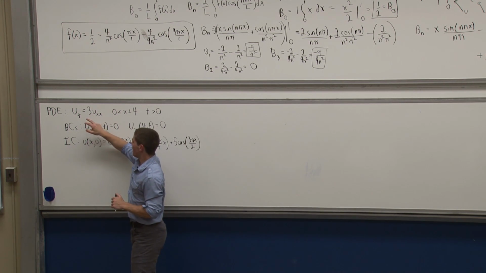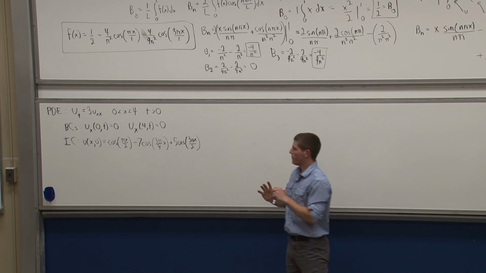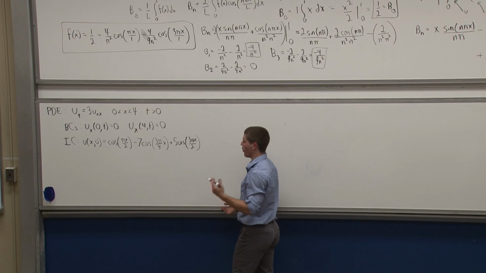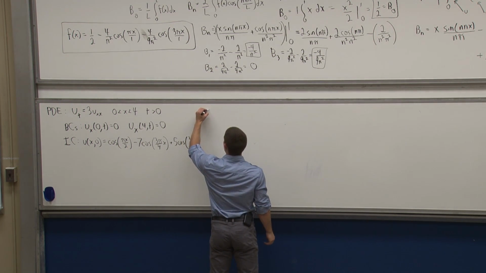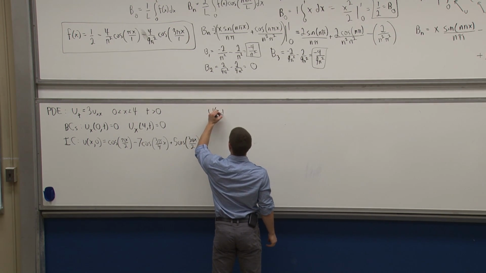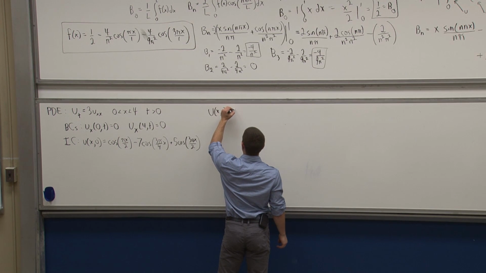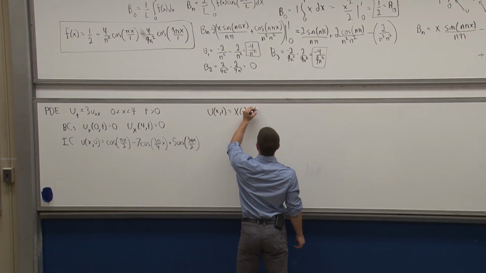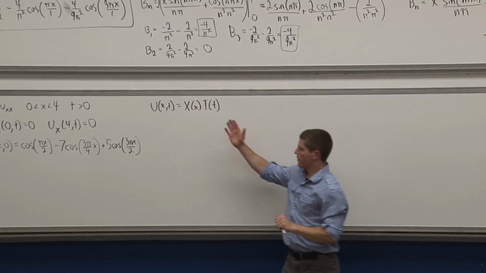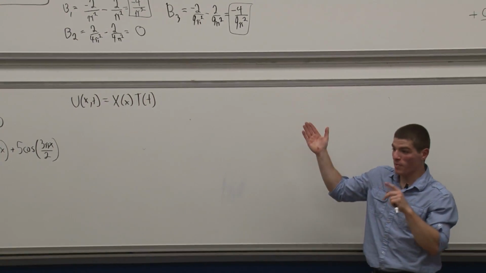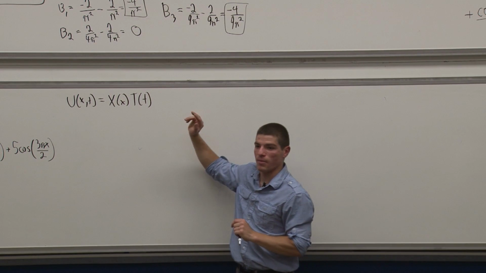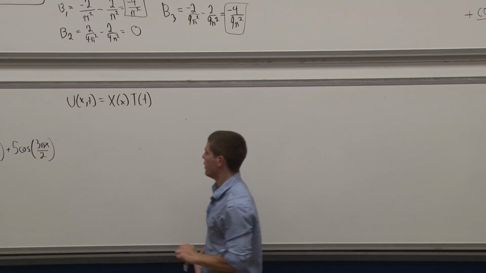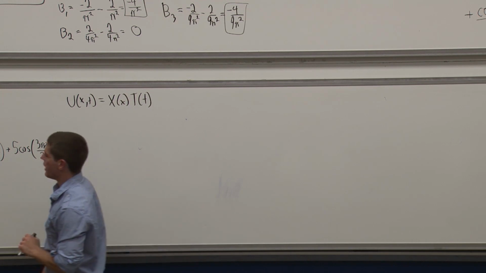All right. So like I just said, the first step of getting the answers is to write down what it's going to look like. So u of x,t is going to be equal to big X of x, big T of t. That's what it's going to look like. And from this step onwards, I'm just going to write big X and big T. I'm not going to keep writing the X of x and the T of t, because they get a little confusing.